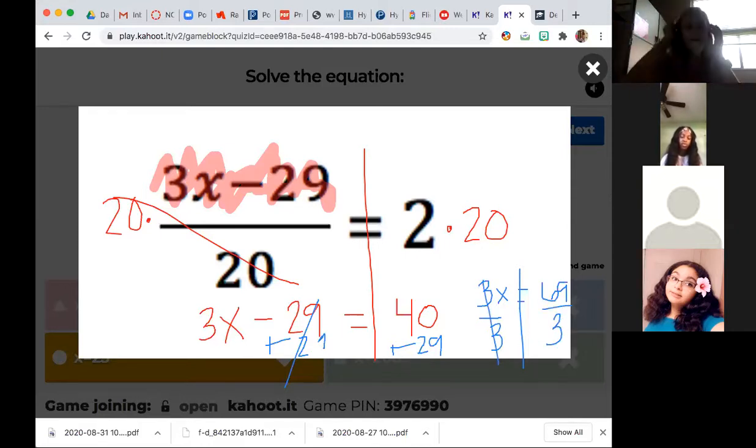And then 69 divided by 3 is 23. Good. 6 divided by 3 is 2. 9 divided by 3 is 3. So you should get 23.